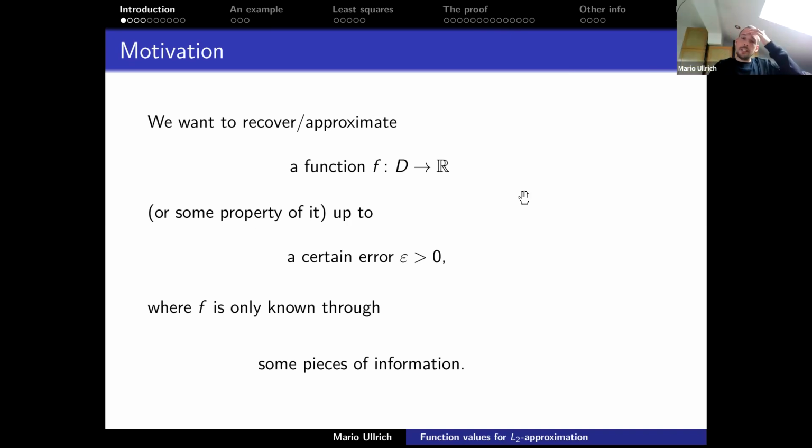Okay. So what is the general motivation? If you are doing numerical analysis, which I would say is my main topic of research, then you always have three pieces that need to be specified before you start. You have some given function or functions that you want to recover or approximate, or at least some property of it. You need to specify what you mean by an error, because I'm not talking about exact computations here. That's more a discrete mathematics topic. And the third thing is, you know that f is only known through some pieces of information, right?